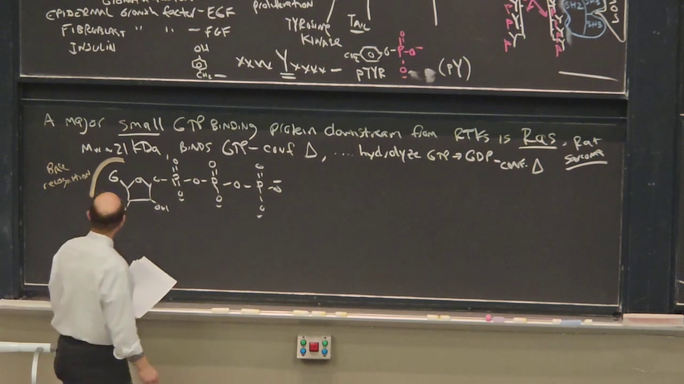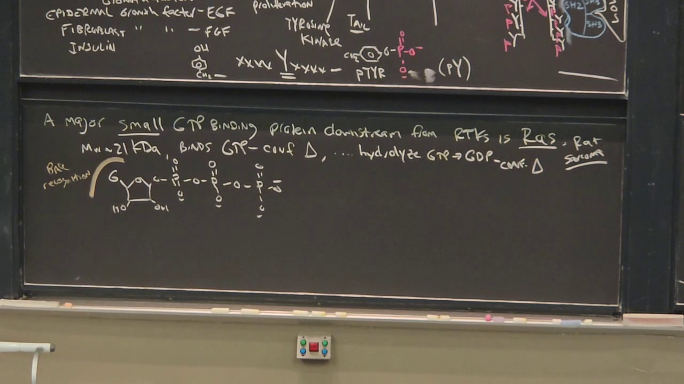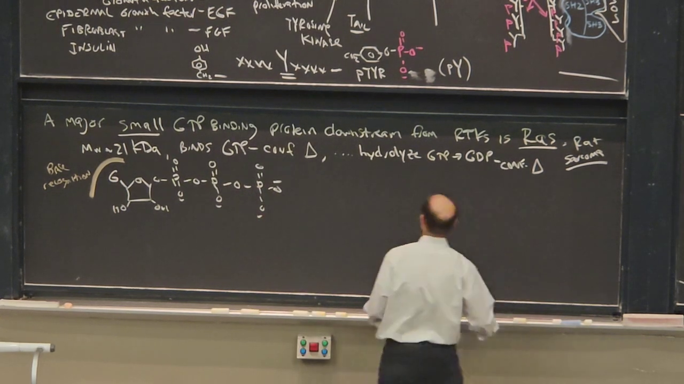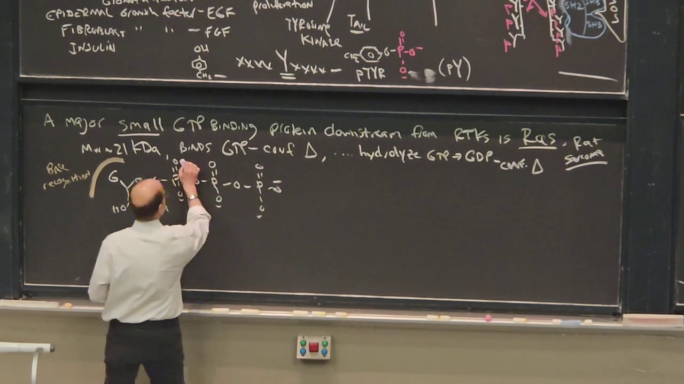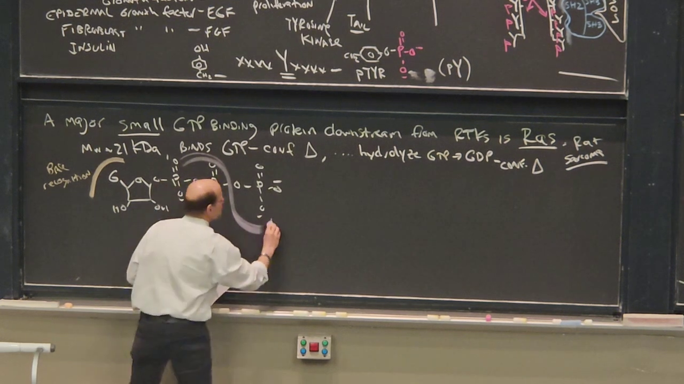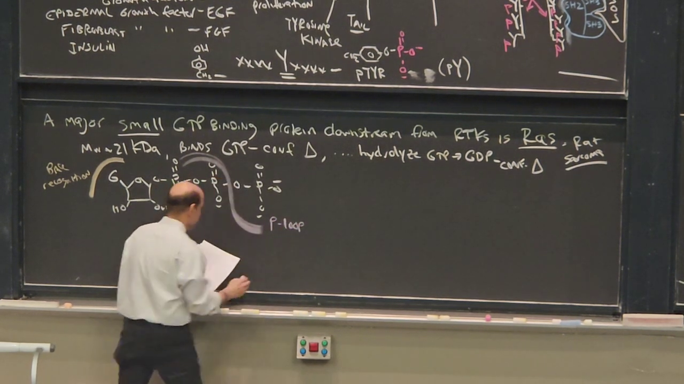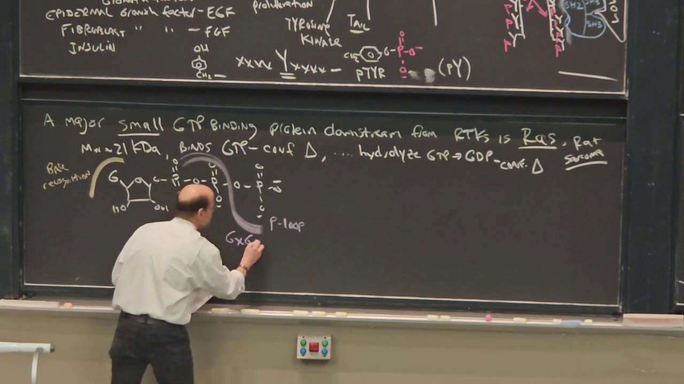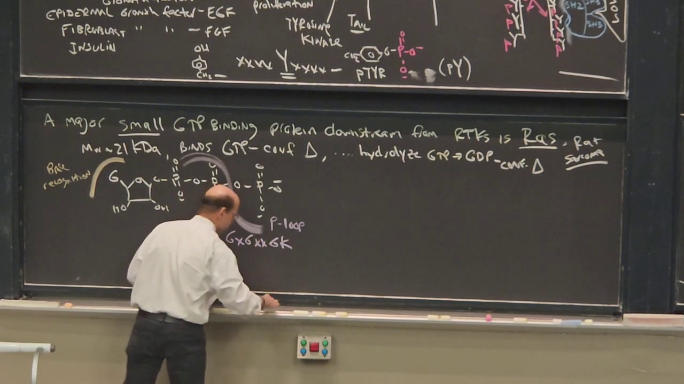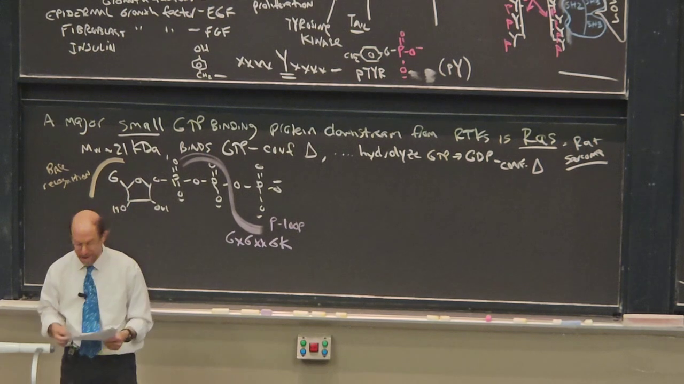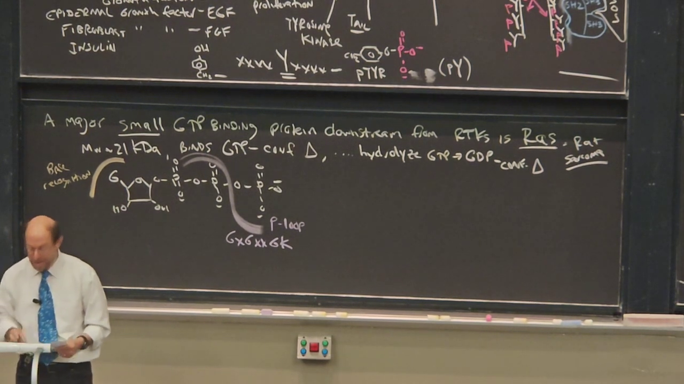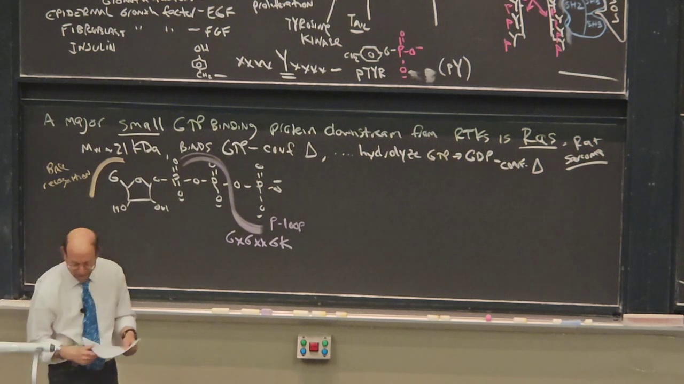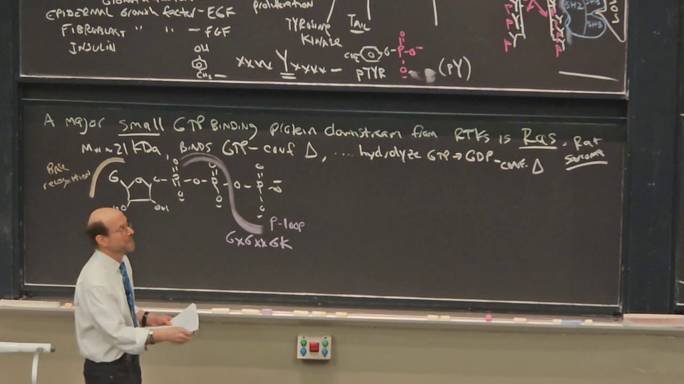The second thing it's going to use is a way to recognize this phosphate group. So it is also going to use a P loop. And guess what the sequence of that P loop is going to be? GXGXXGK. Exactly what you've seen before. And furthermore, it's only going to bind the GTP in the presence of magnesium ions.